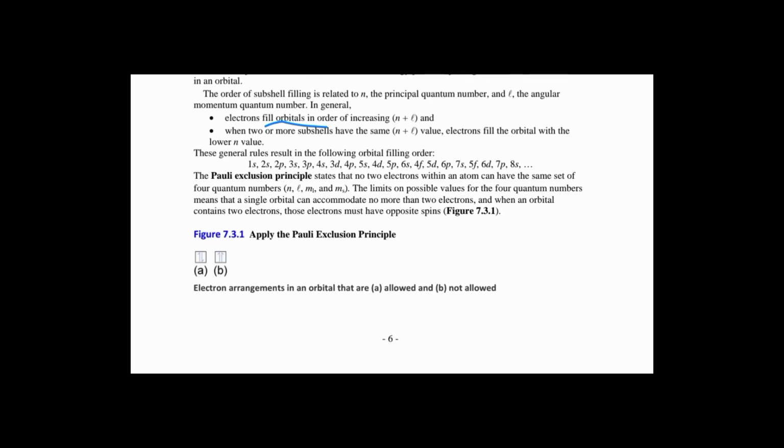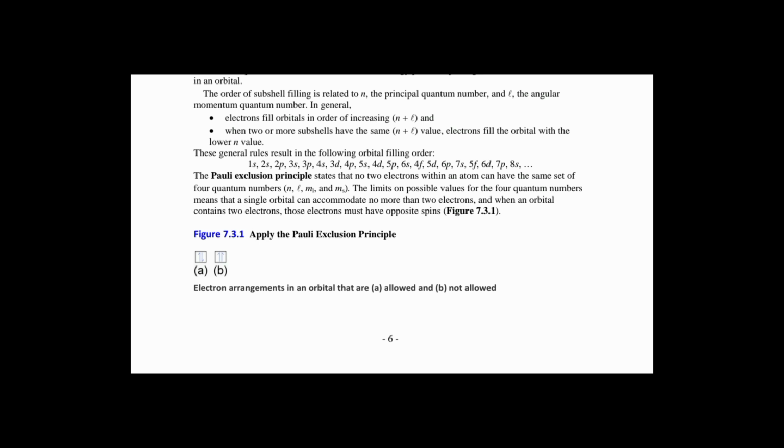Electrons fill orbitals in order of increasing n plus l values. When two or more subshells have the same n plus l value, the electrons fill the orbital with the lower n value first. Here you can see 1s has n plus l value 1, 2s has 2, 2p has 3, 3s has also 3. This is the point: 2p and 3s are different shells. 2p is lower, but they have the same n plus l value, 3 and 3.